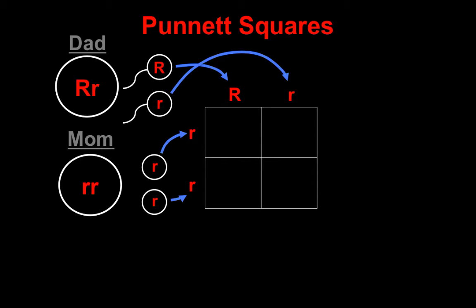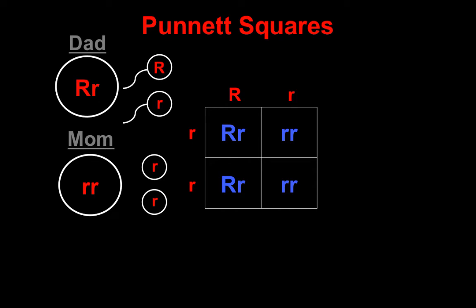Then all I'm going to do, just like in math with a matrix, is pull the two letters down. And again, I always put the big letter first. So in this particular square, it would be a big R, little r. On the next one over, the mom's going to give a little r and the dad gives a little r, so little r, little r. Big R, little r, little r, little r. So these are the possible offspring.